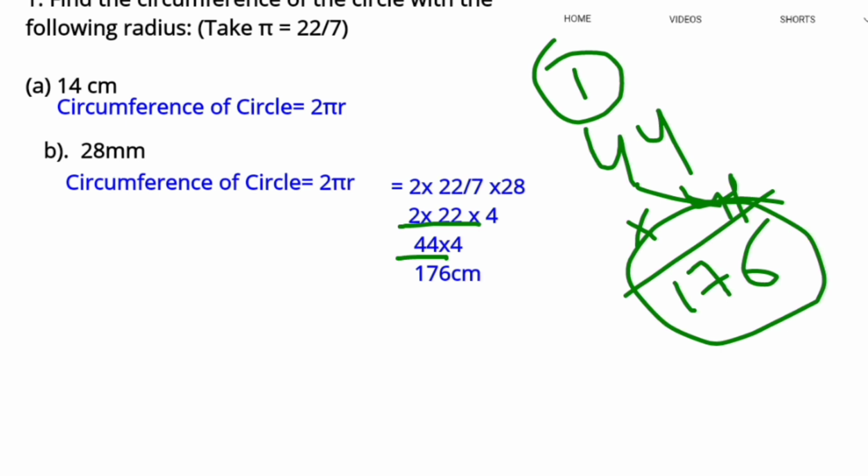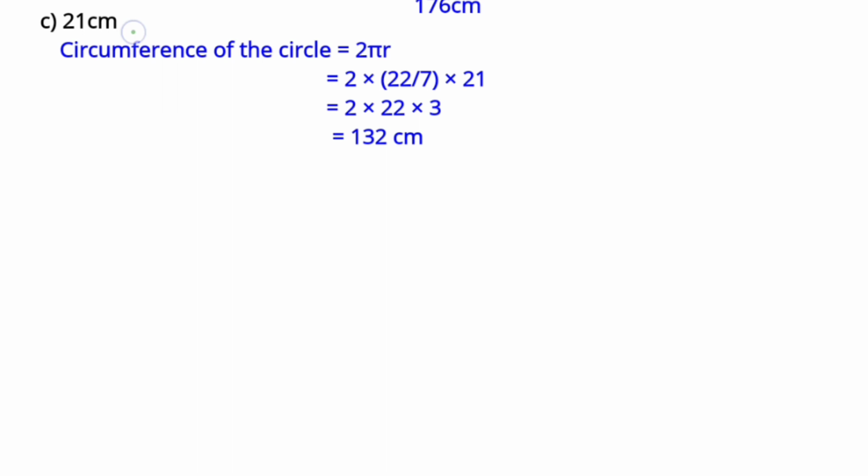Now let's calculate for the next part. Third part is 21 centimeter. Again we need to calculate circumference. So what you will do, first of all we will write the formula. Circumference of the circle is 2 pi r. Next we will put the values.